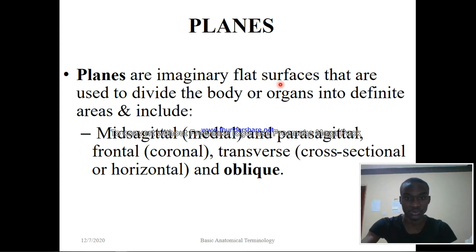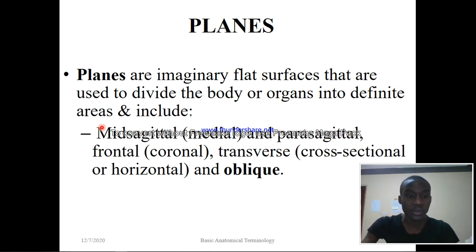So someone's imagination should have flat surfaces in their mind, and these surfaces are used to divide the body or organs into definite areas that are defining something, but it is imaginary in someone's mind. So these are the body planes, imaginary flat surfaces that we use to describe particular body organs to their definitive locations.